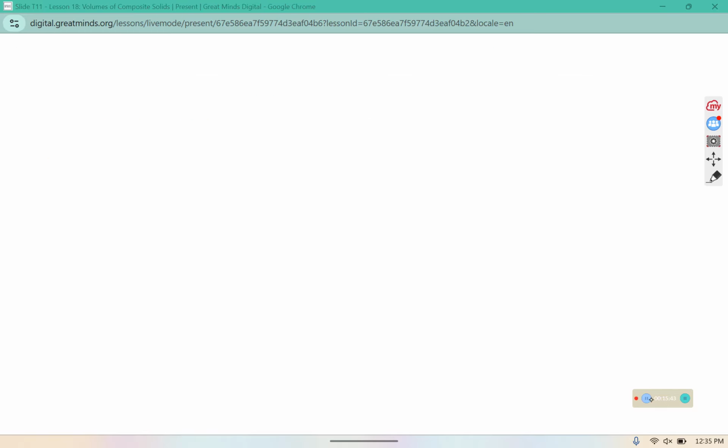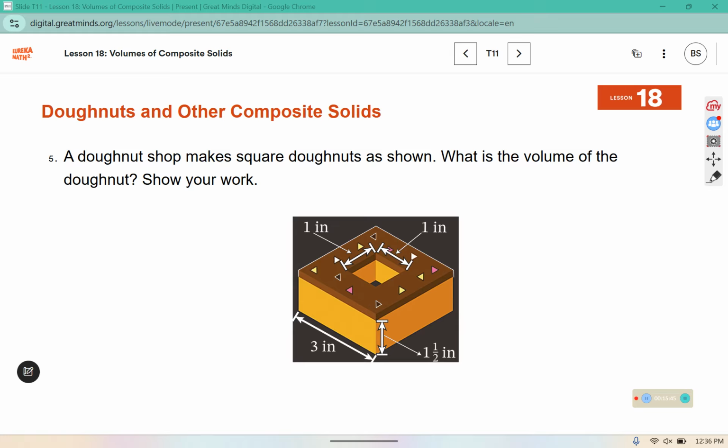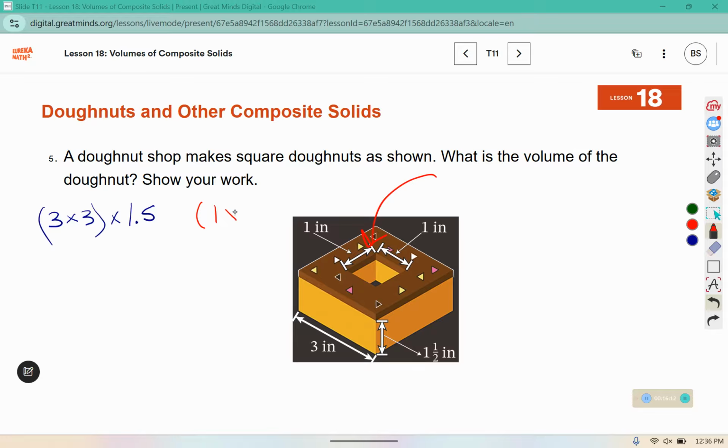A donut shop makes square donuts as shown. What is the volume of the donut? Show your work. For this one, we're going to find the volume of the outside and subtract the piece that's been removed from the inside. The base area here, it's a square, so that is a 3 by 3, and it is 1.5 tall. The piece that has been removed from the inside is a 1 by 1 square that is also 1.5 tall.